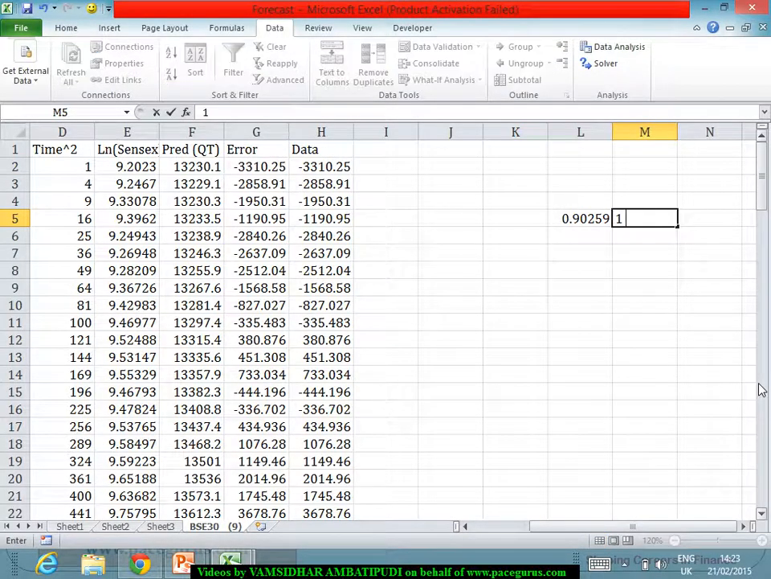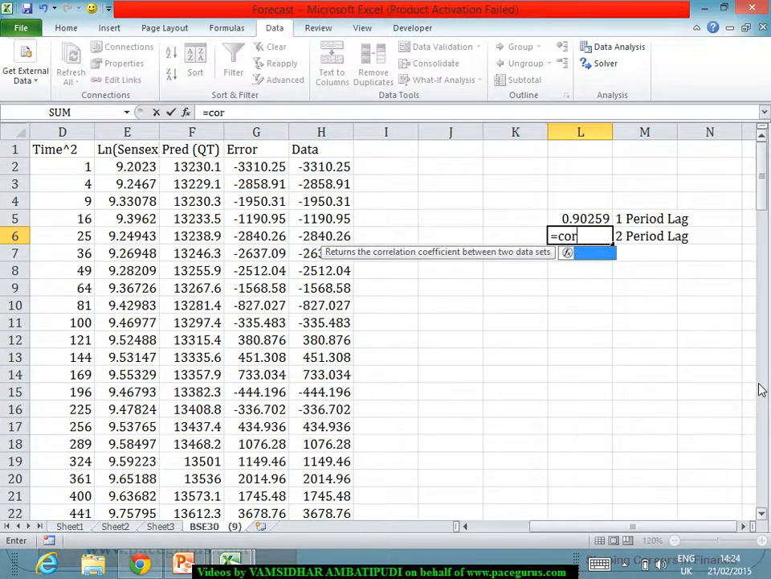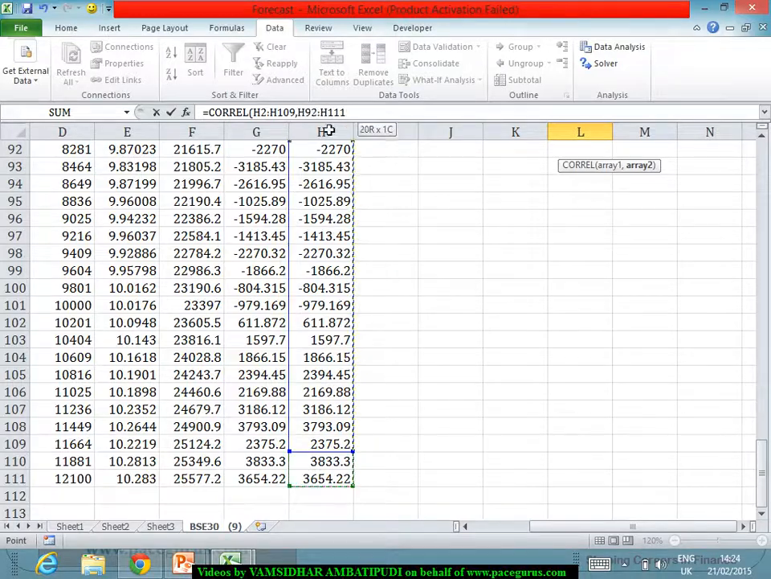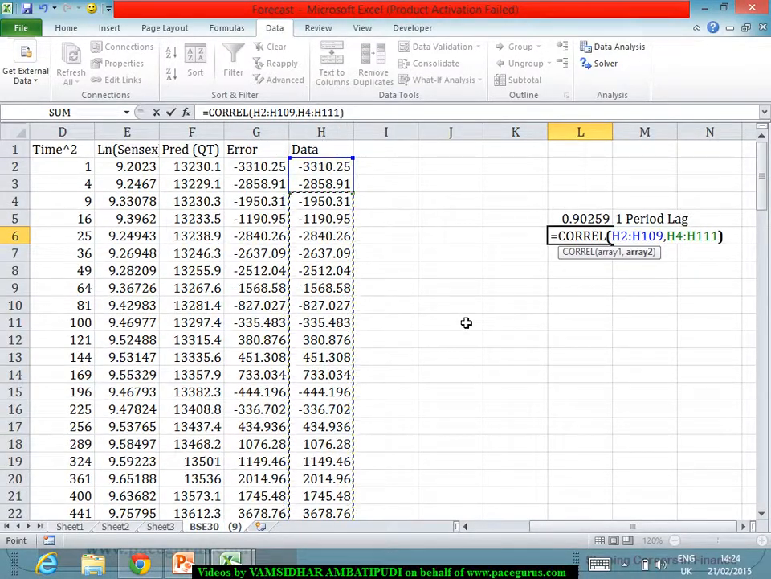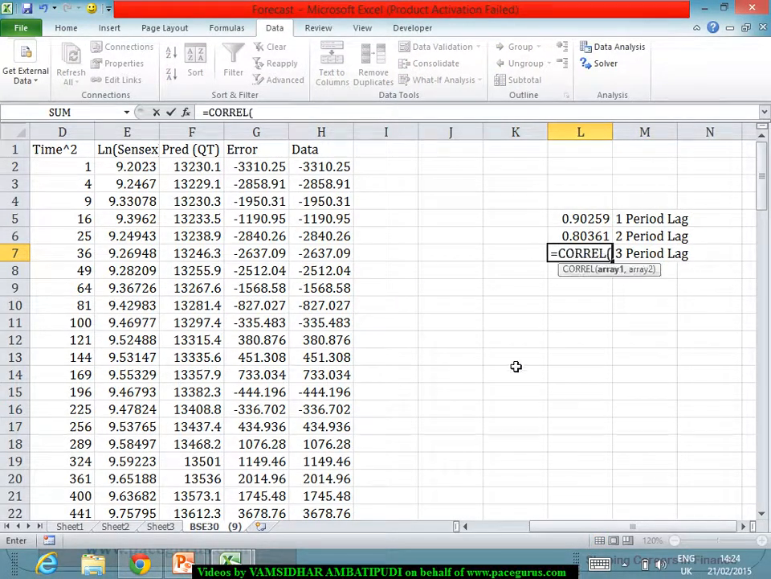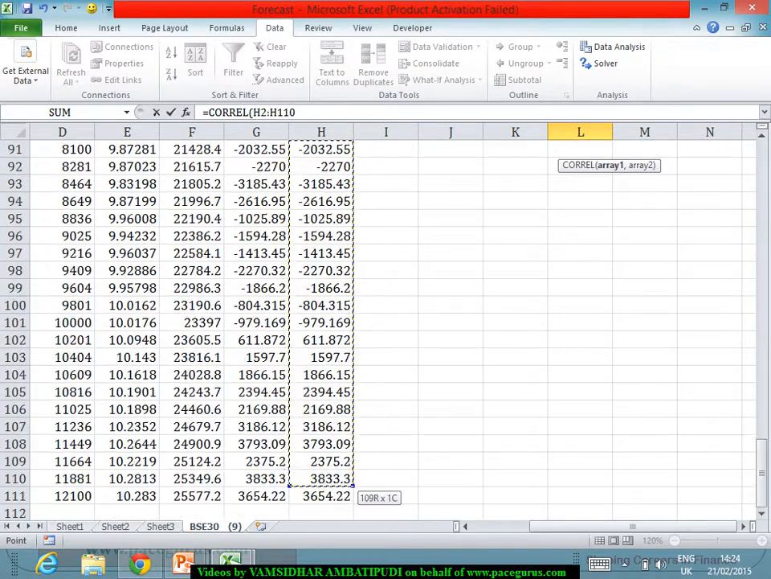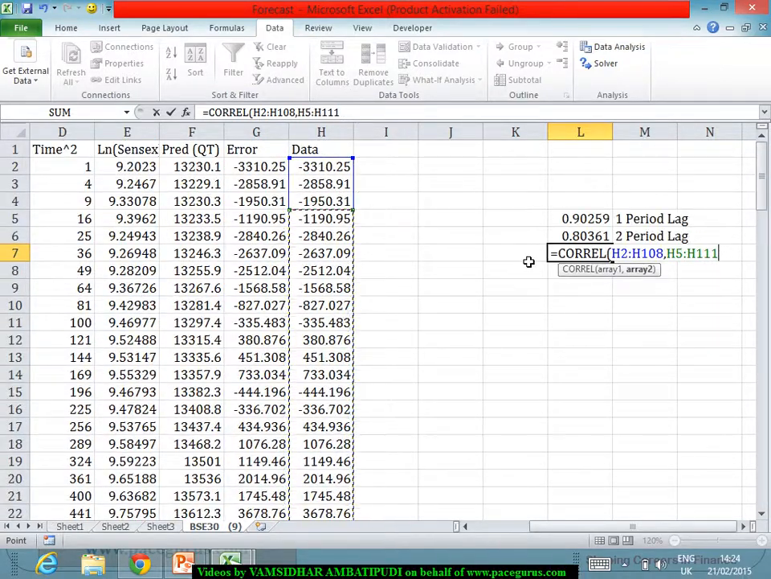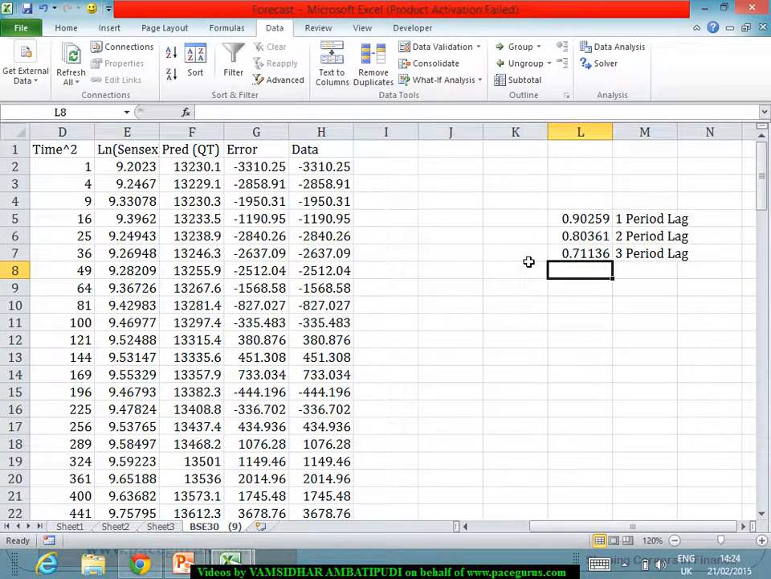So the 1 period lag correlation is 0.9. Even if I look at the 2 period lag correlation, taking the correlation between this up to 2 periods before, and from here up to 2 periods before here, the 2 period lag is also 0.8, very strong. Even at a 3 period lag, the correlation across time is very strong. I take 3 periods before here, and also 3 periods before here. It looks like again 0.71.